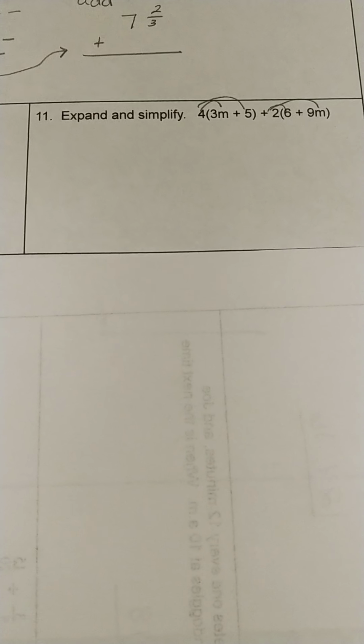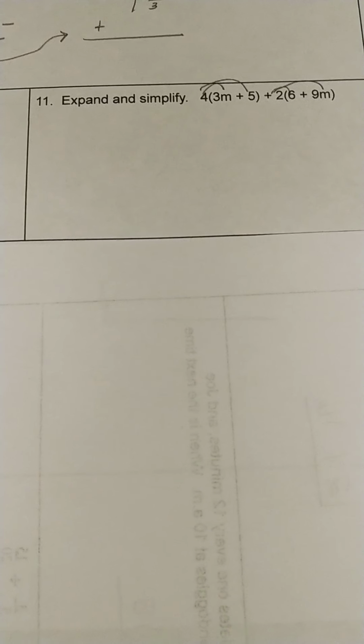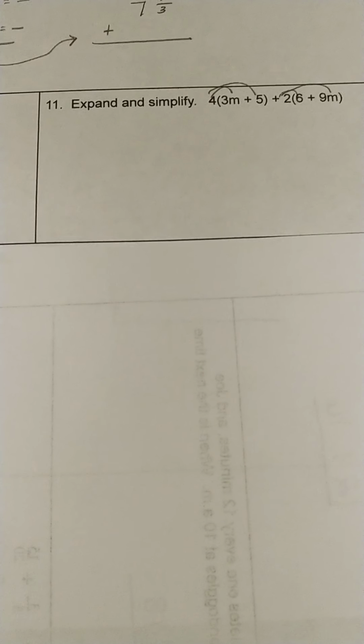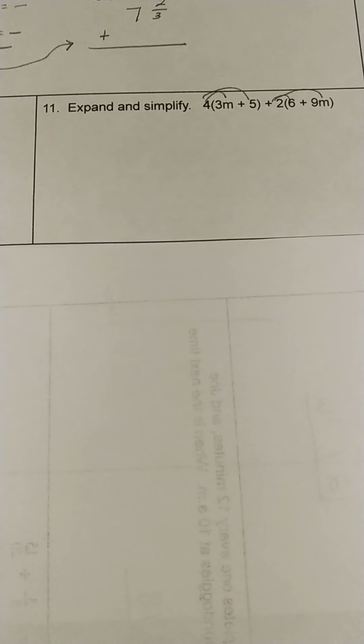For number 11, expand. That means carry out the multiplication 4 times 3m plus 4 times 5, and then add that to 2 times 6 plus 2 times 9m. When it says simplify, you're going to do a second step, and that's back to the circles and squares. But in this problem, you'll combine your m terms and your whole number terms once you've expanded it out.